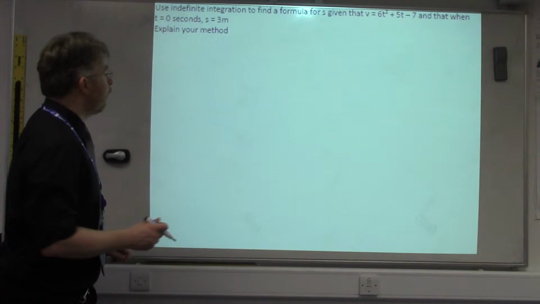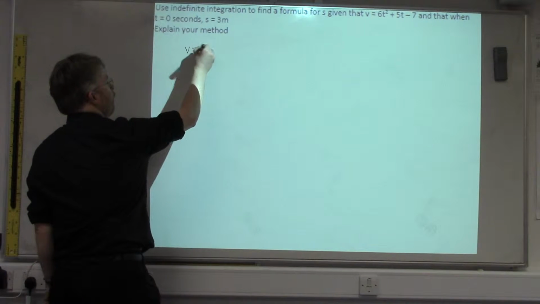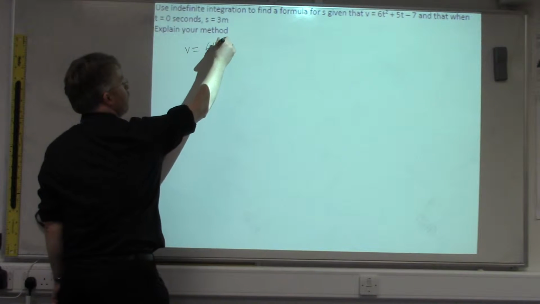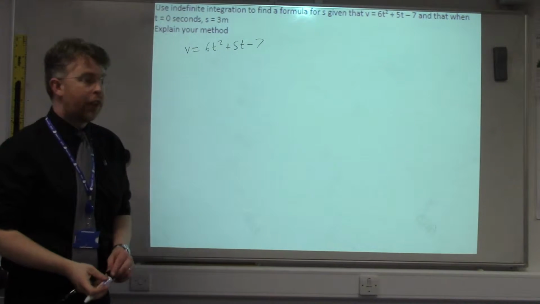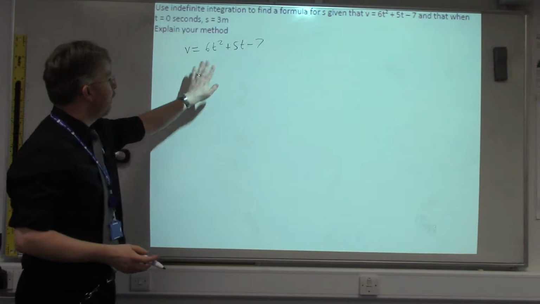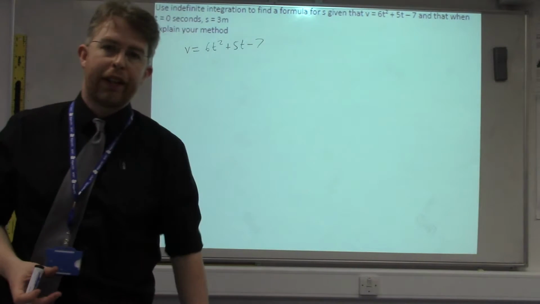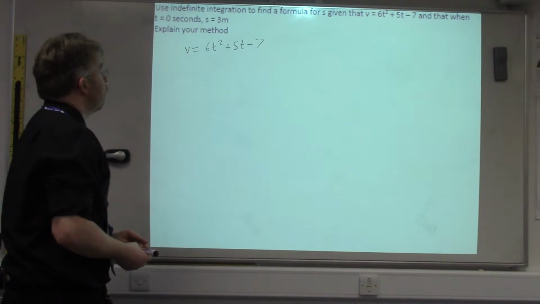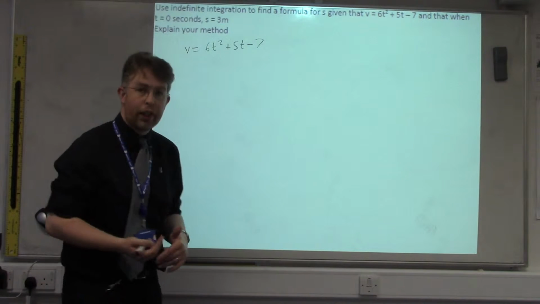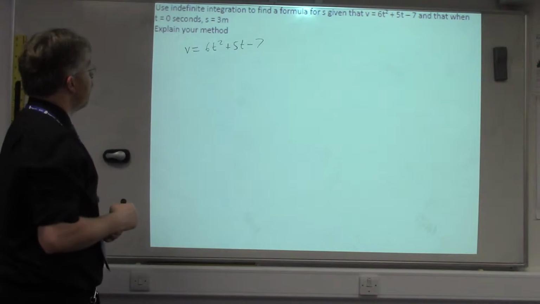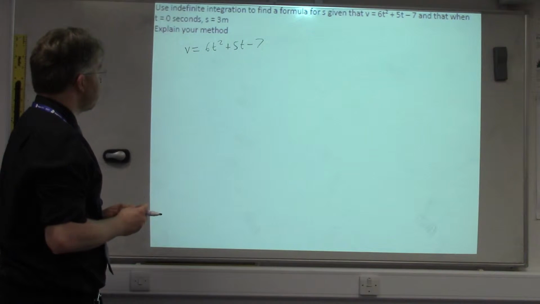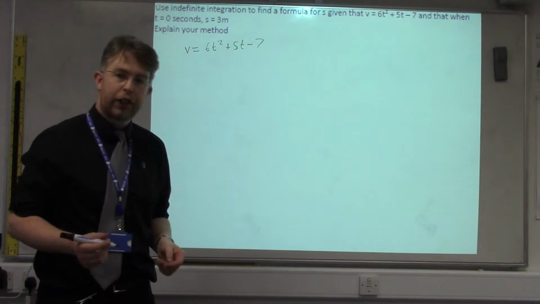Now basically, if you've got a formula for the velocity, sorry, not the volume. So you've got a formula for the velocity, V equals 6t squared plus 5t minus 7. You need to do a process called integration to get the distance or the displacement, which is what S is. So we have to do the process called integration.